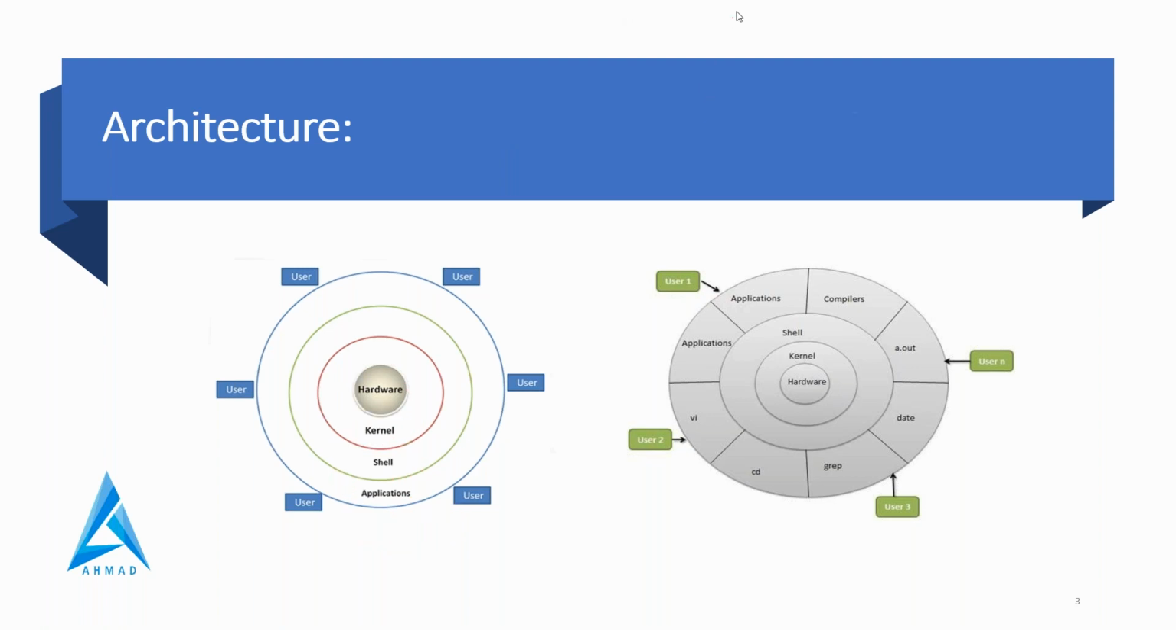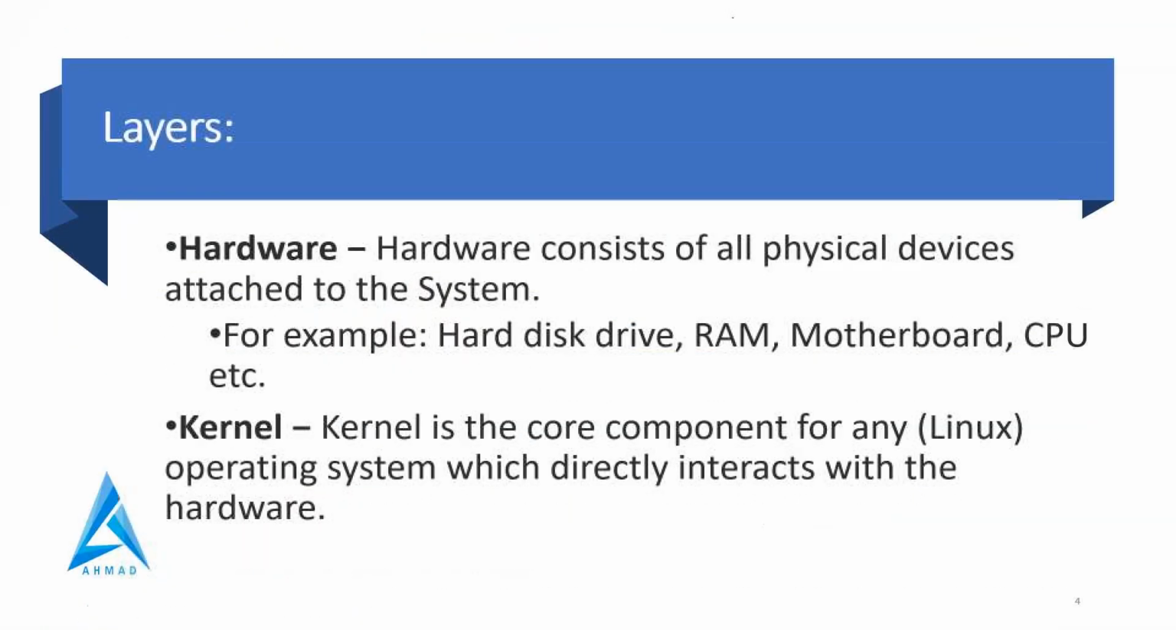And if I explain in terms of each layer, the hardware basically consists of all the physical devices attached to the system. Like the base is the hard disk. Without a hard disk, you can't do anything. Then to do the task, we require RAM, motherboard, and CPU. So these are the hardware things. Basically, these are the layers.